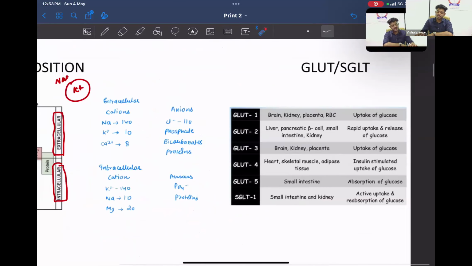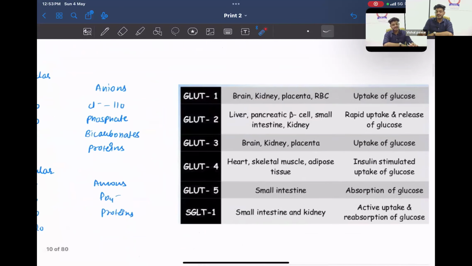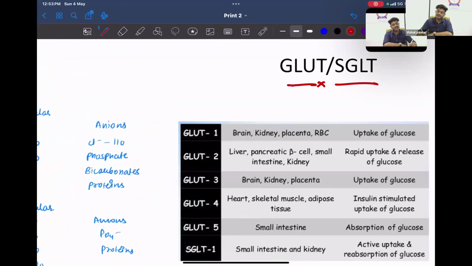The next thing we are discussing is the GLUT. We have GLUT, we have SGLT. We have GLUT 1, 2, 3, 4, 5, and we have SGLT.